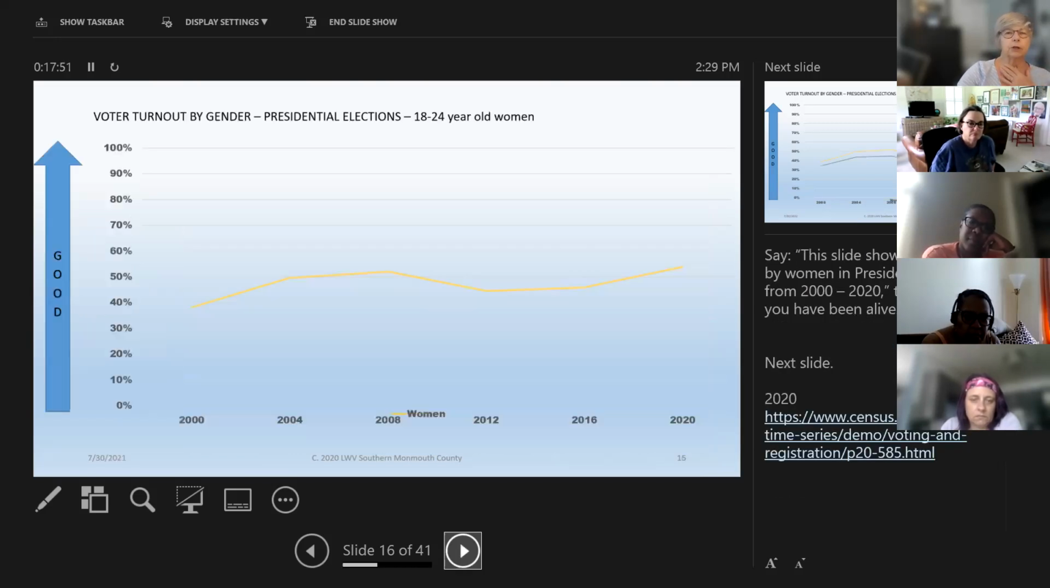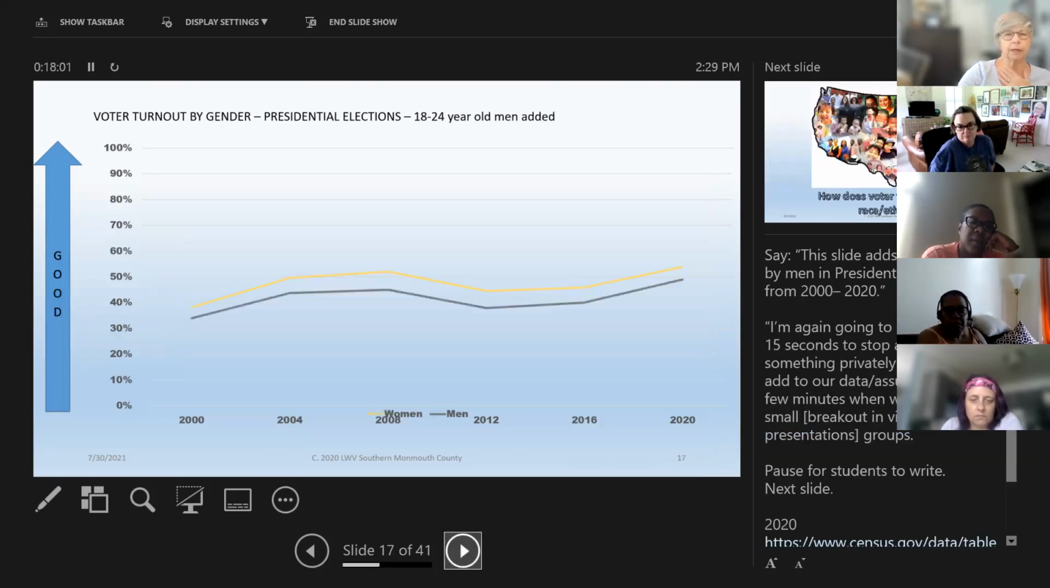But let's take a look at gender. By gender, 18 to 24-year-old women turned out this way. And by gender, 18 to 24-year-old men turned out this way. Make an observation, stop and jot it on your piece of paper there so you can use it in discussion.